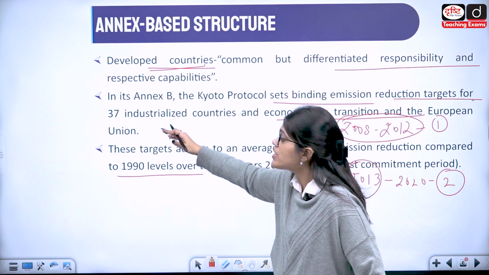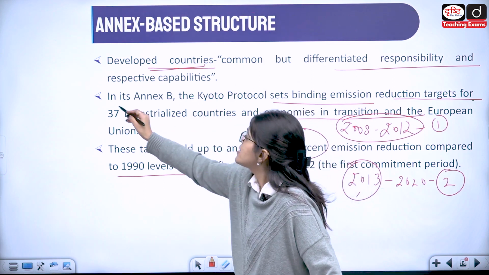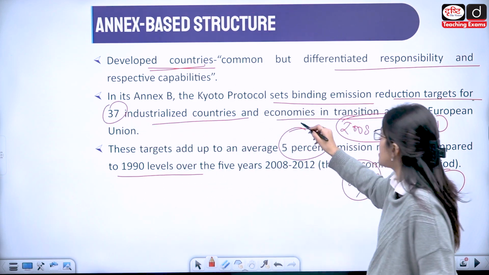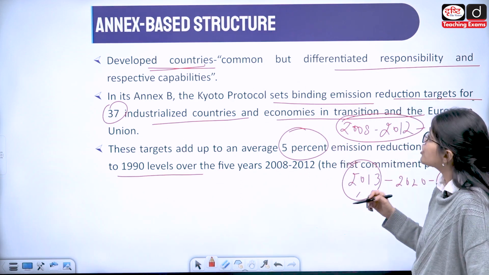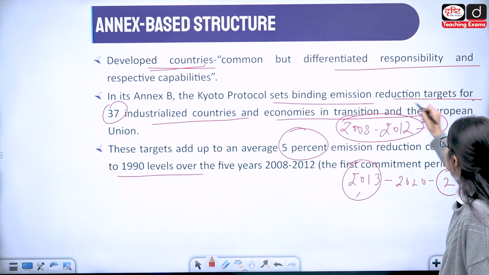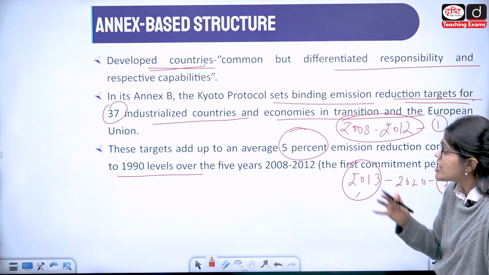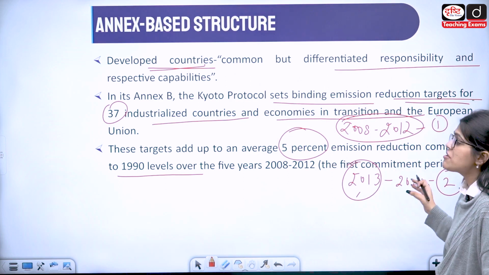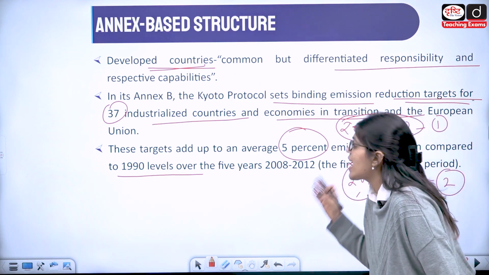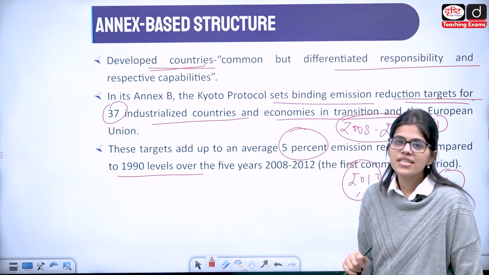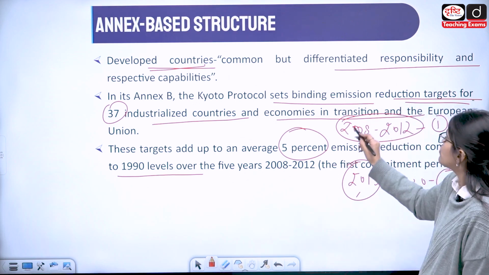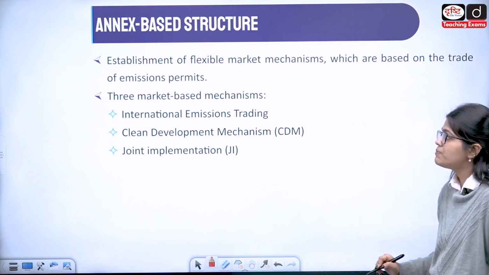Annex B talked about industrialized countries, 37 industrialized countries and economies, and they are going to set their binding emission and reduction targets. This is Annex B. Then the average of the 5% emission reduction is compared to the 1990 levels, and for 5 years they are going to look after it from 2008 to 2012.